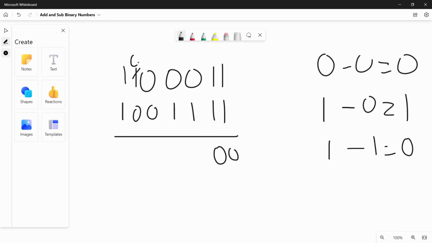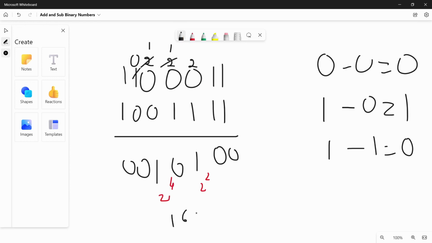I'll get a 1 from this one, so this one becomes 0, this one becomes 2. I'll borrow a 1 from this one, so this one becomes 1, this one becomes 2. Also, I will borrow a 1 from 2, so this one becomes 1, this one becomes 2. 2 minus 0 is 2, 2 minus 1 is 1. Now, 1 minus 0 is 1, 1 minus 1 is 0. 1 minus 0 is 1, 1 minus 0 is also 1. Now, 0 and 0, 0, 1 and 1 is 0. So 16 plus 4 is equal to 20.